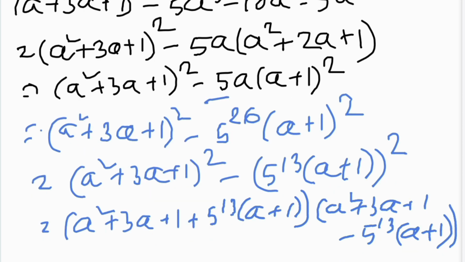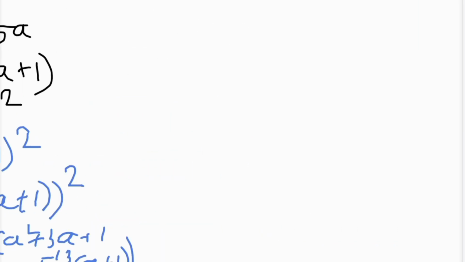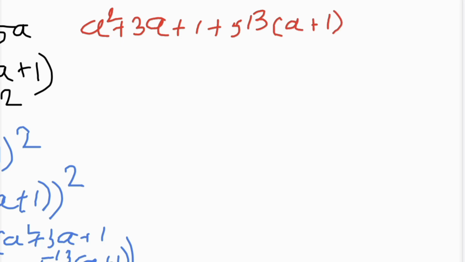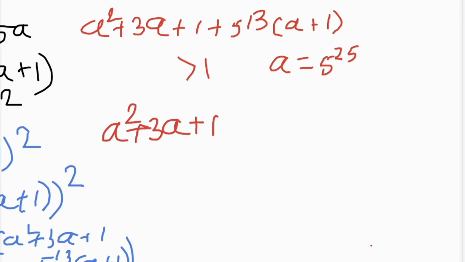So we can factorize them, and now we have to prove that they are greater than 1, right? Because if one of them is equal to 1, the number could be prime. So if we can prove both factors are greater than 1, then our problem is solved. So let's do it. Our first factor is a^2 + 3a + 1 + 5^13(a + 1). Guys, you know that a is 5 raised to the power 25, so definitely all terms are positive, so it is greater than 1. As you can see, the next factor is a^2 + 3a + 1 - 5^13(a + 1).